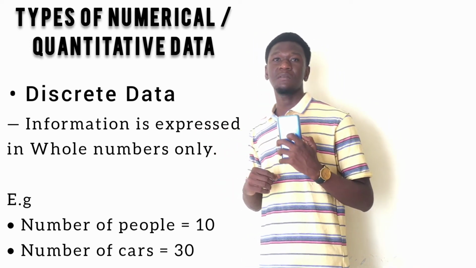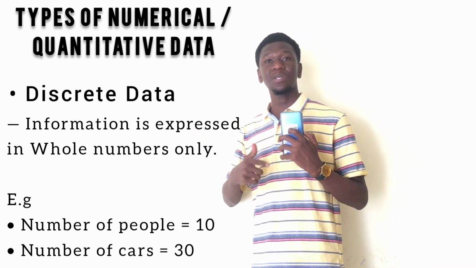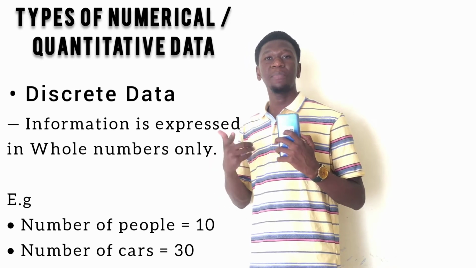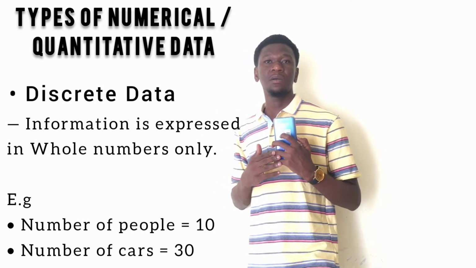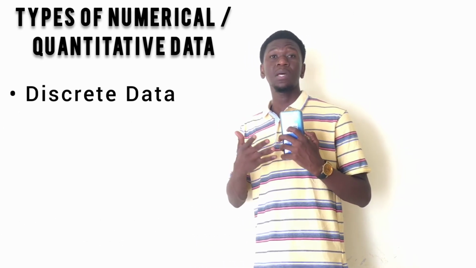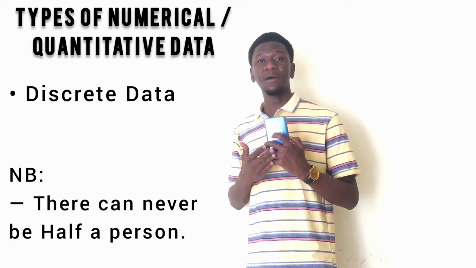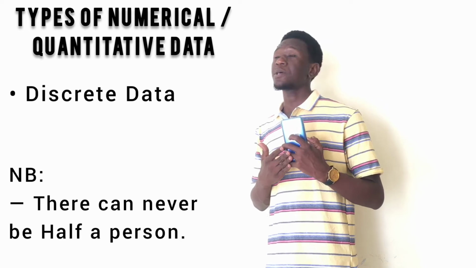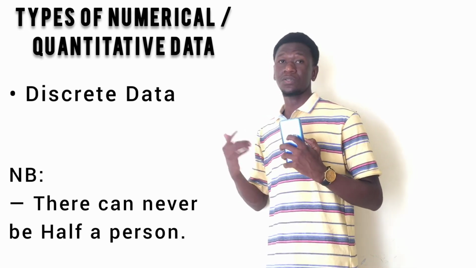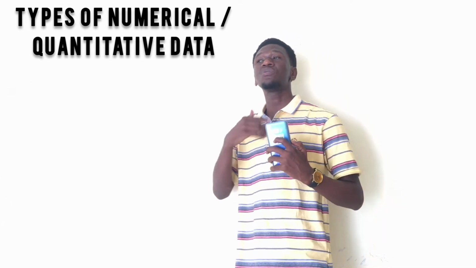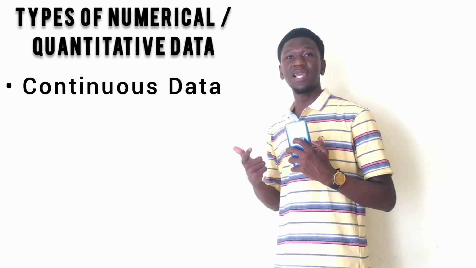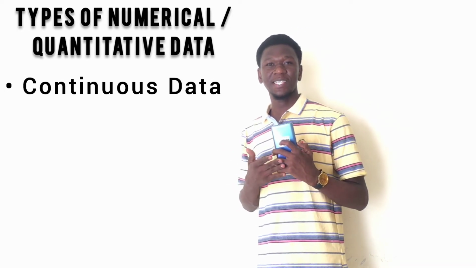Tunatumia namba nzima. For example, 1, 2, 3, hatuna zile 1 na nusu, 2 na nusu, 2.5 and all of that. For example, because these can never be half a person. That's all. That is so called NB. And then you have continuous data. After discrete data, we have continuous data.